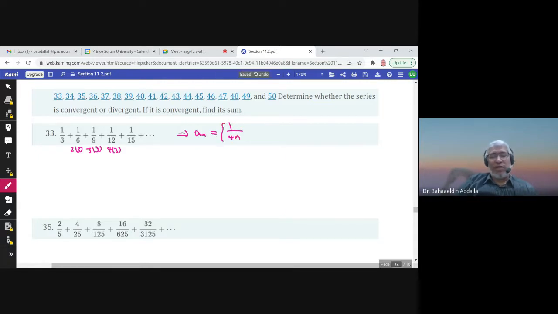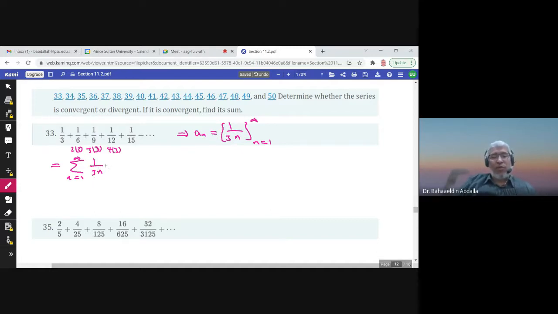So this is the sequence, from 1 to infinity. If you put n equals 1, you get, well, not 4n, 3n. If I put n equals 1, I get 1 over 3. If I put n equals 2, I get 1 over 6, yes. So this series is the summation of 1 over 3n from 1 to infinity. The nth term is the sequence, but this is now the series, the summation of the sequence.